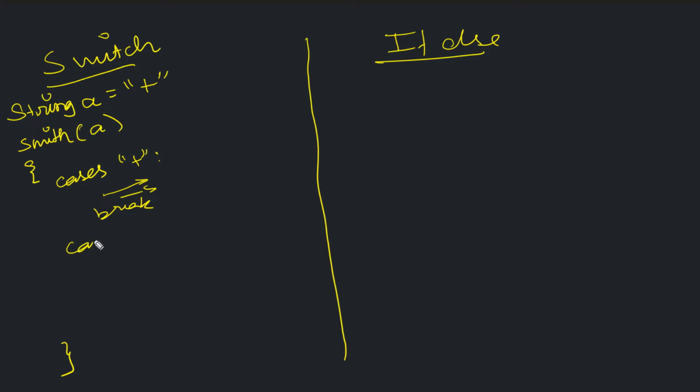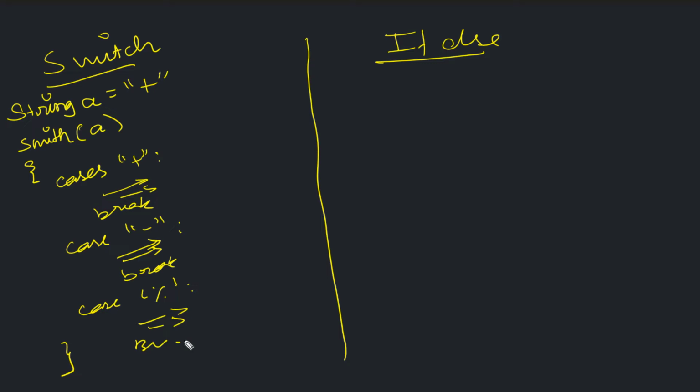Then we have another case: if the variable a has minus inside it, then we perform some task, then we have a break. Then we can give another case like division or multiplication, perform some task and then have a break. Like this we work with switch case, taking the example of a calculator. So this one is specially an example of a calculator.